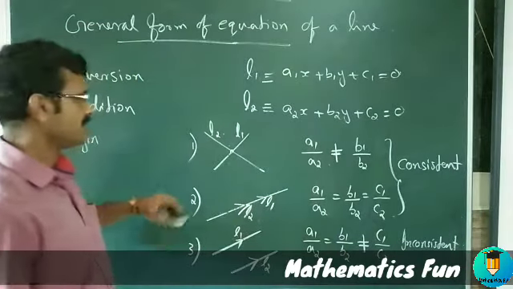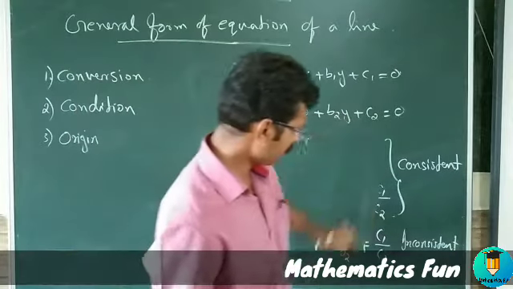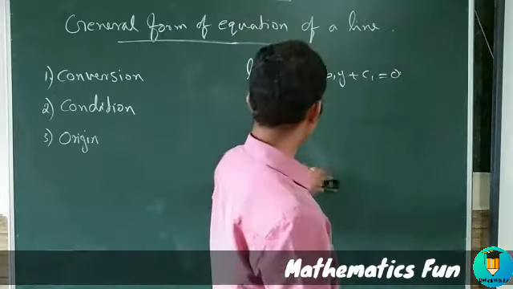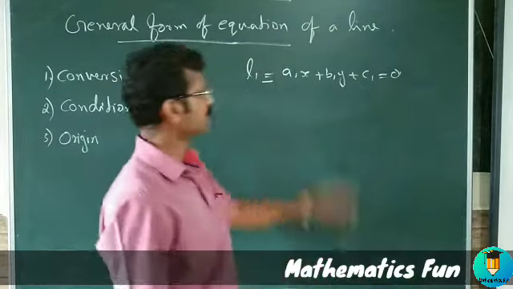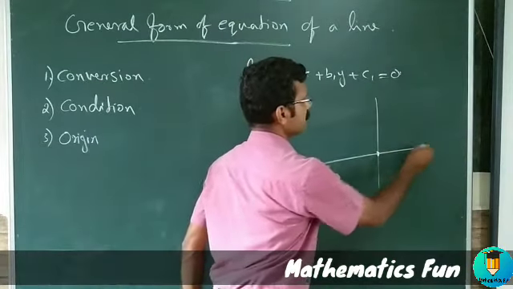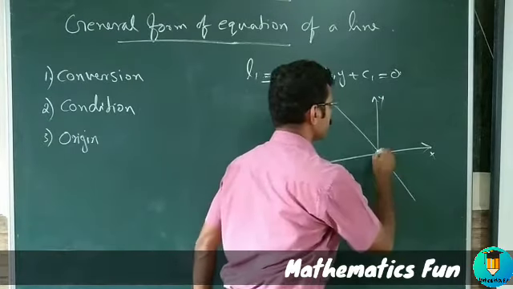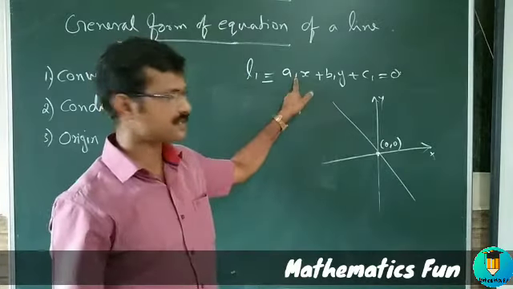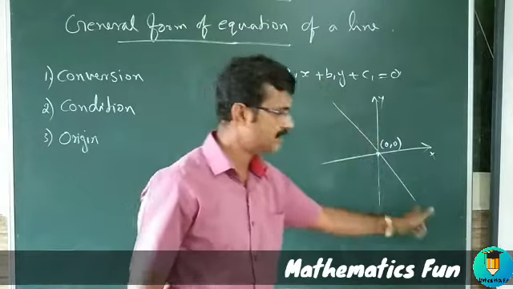Now the next one, you have to know the property of a line which passes through the origin. If a line passes through origin, what is its property? See here I have written one line. If it passes through origin, this is the origin, x-axis, y-axis. A line passes through origin means the point 0, 0 is a point on the line.